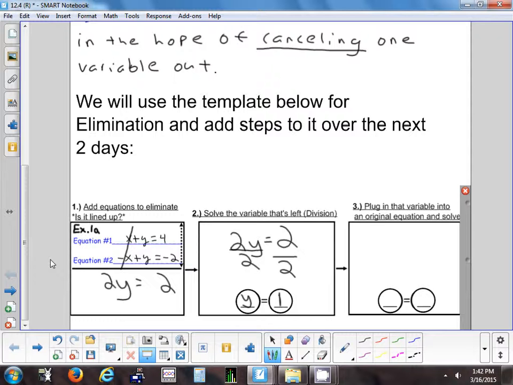Which one should we use? Should we use equation 1 or equation 2? Equation 1. So, based on what we just solved for in this middle box, when I plug that variable into an original equation and solve, what's that going to look like? X plus 1 equals 4. Right? Now it's this basic, right? Go ahead, Marcus. It's minus 1 on both sides. Minus 1, right? Move the stuff to get the variable by itself, and then this is going to cancel out.